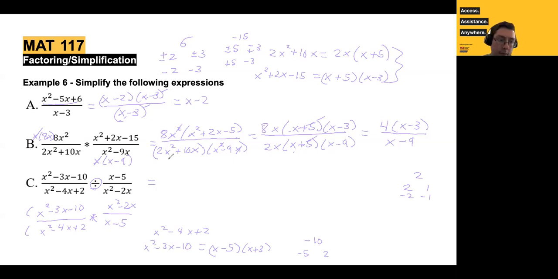So the x squared minus 2x minus 10, I don't know, x minus 5 and x plus 3. We can only keep x squared minus 4x plus 2. And then the x squared minus 2x, there's an x common in both. That doesn't really help too much.